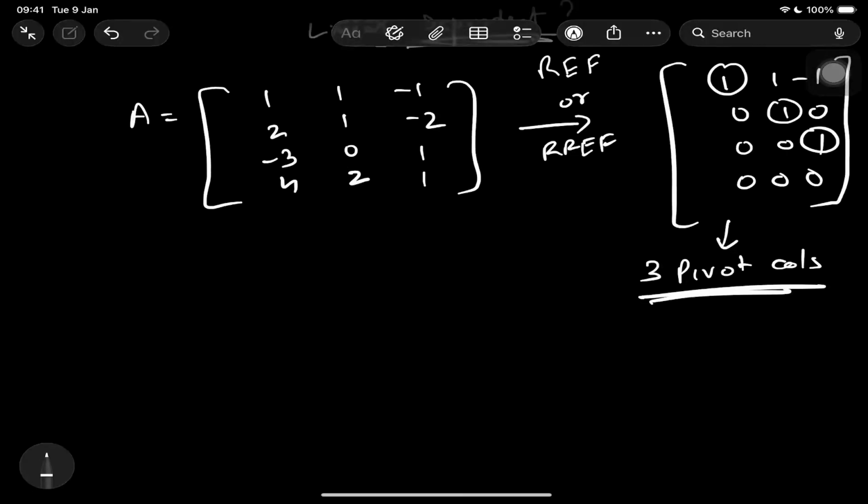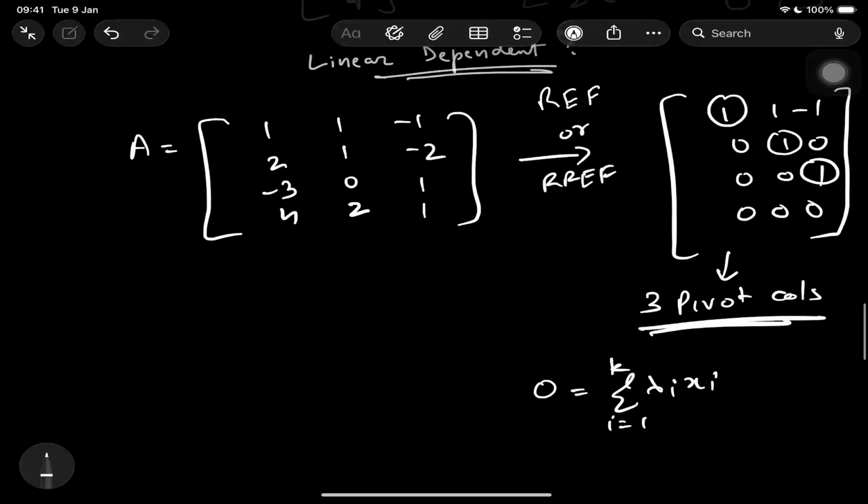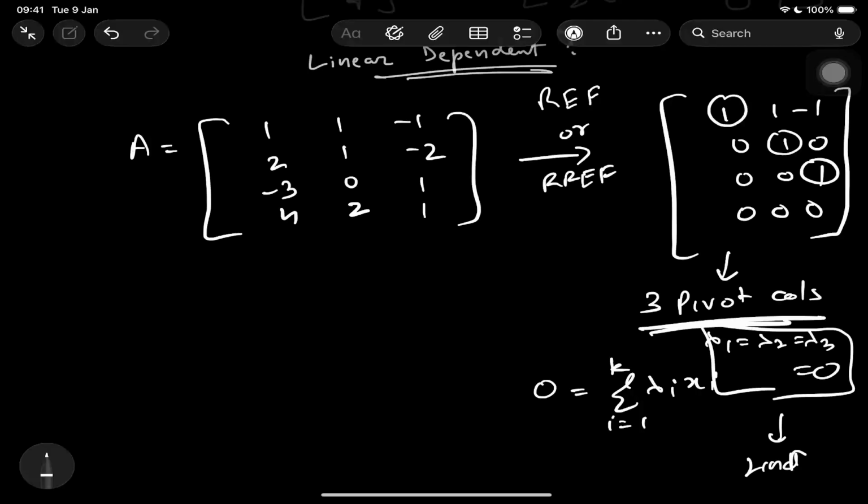Hence, since the columns are independent of each other, one of the conditions that we used to check for linear dependence was that we should get 0 from the sum of lambda i xi for i equals 1 to k, for at least one lambda which is not equal to 0, right? But here, since all three are pivot columns, we can't get any such solution. The only solution we'll get is lambda 1 equals lambda 2 equals lambda 3 equals 0, which is the trivial solution. Hence this set is linearly independent.